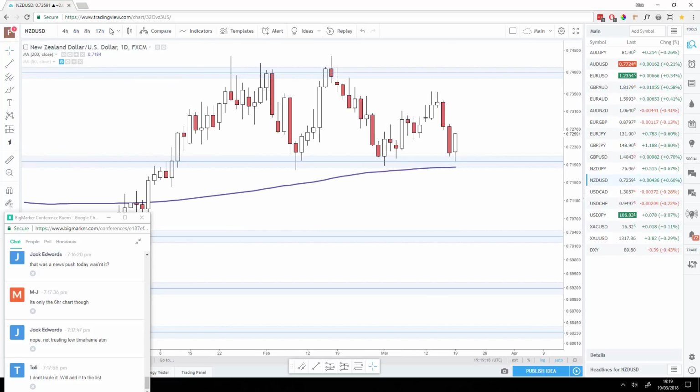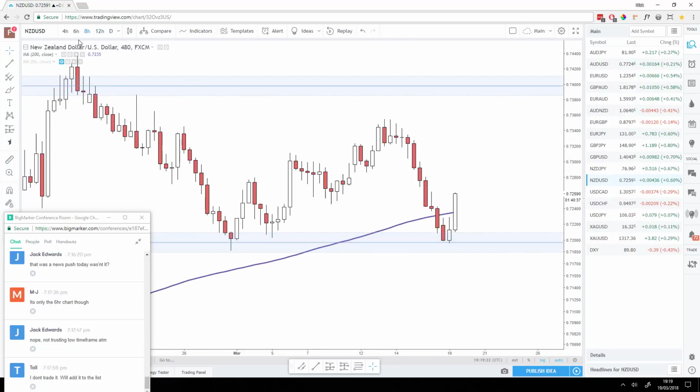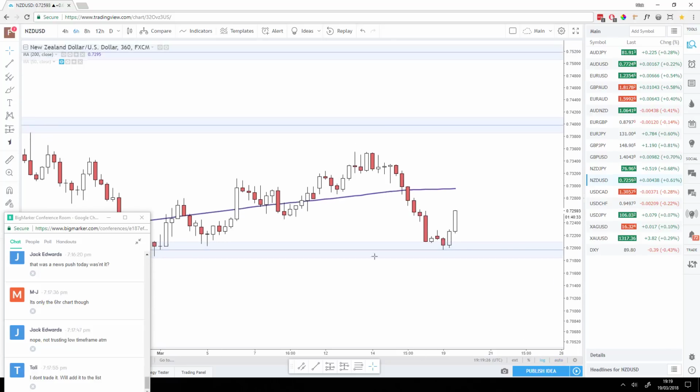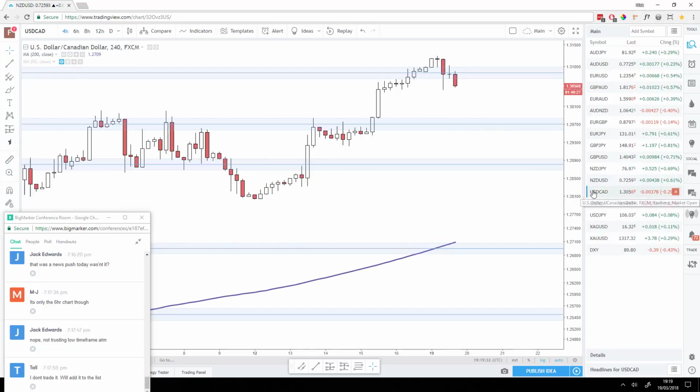New Zealand USD, similar scenario. So 6 hour, 4 hour, 8 hour setup, lower time frame setup. Looking good, but I'm going to just go ahead and assume no one took that one either.